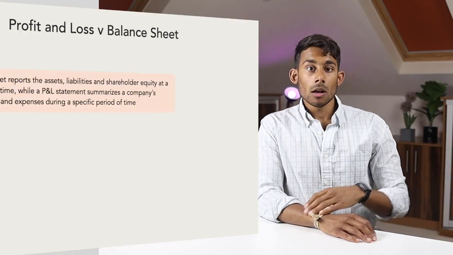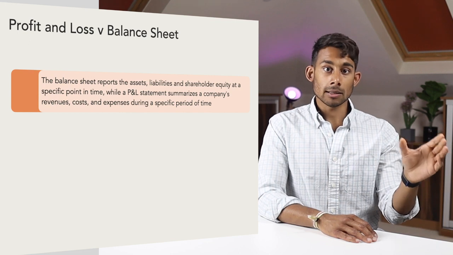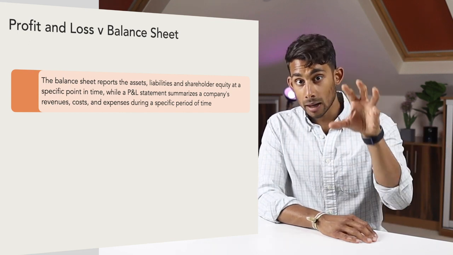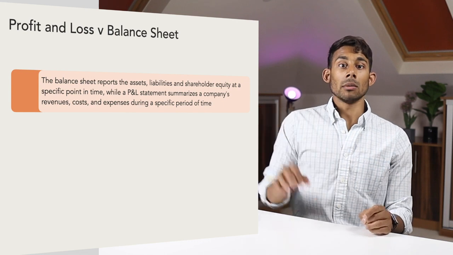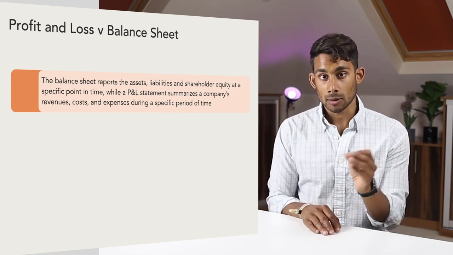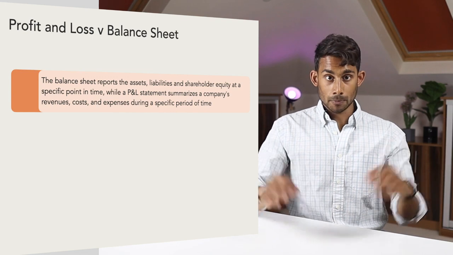All right, so now we know about the profit and loss and the balance sheet individually. Let's compare the two together and review profits and loss versus balance sheets. Although the balance sheet and the P&L statement contain some of the same financial information, including revenues, expenses, and profits, there are important differences between them. And here's the main one. The balance sheet reports the assets, liabilities, and shareholders' equity at a specific point in time, while the P&L statement summarizes a company's revenue, costs, and expenses during a specific period of time.